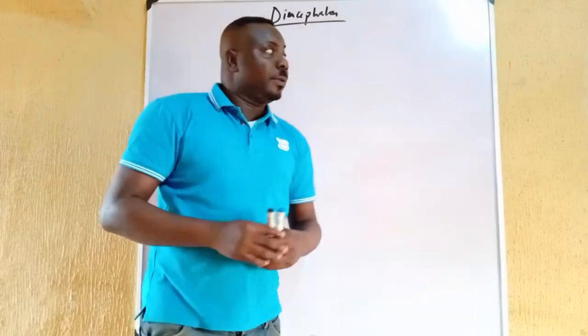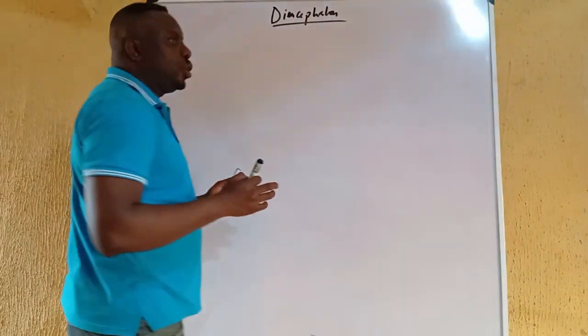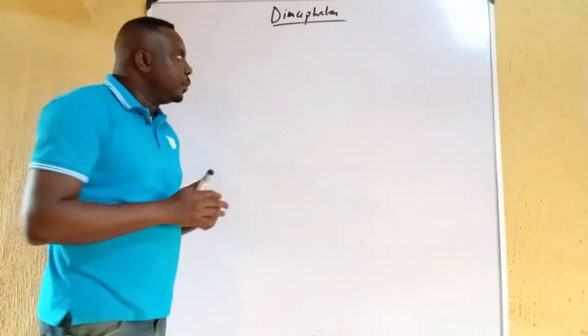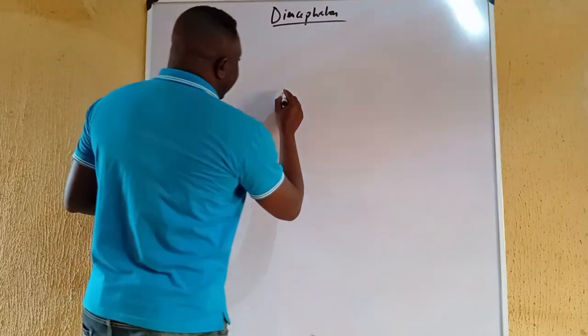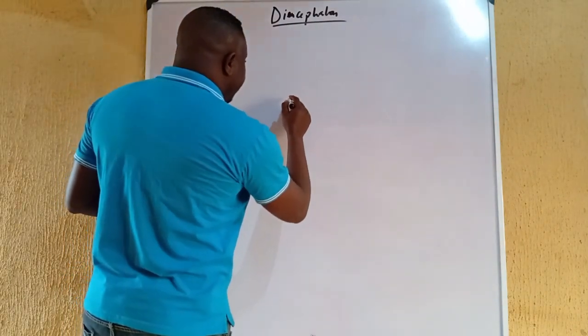About the diencephalon. Now, the diencephalon consists of structures that actually surround the third ventricle. Now let's draw the structures that surround the third ventricle.